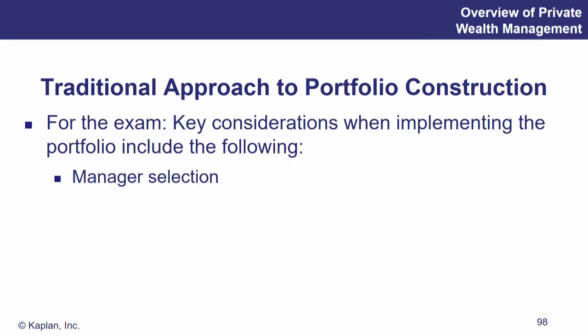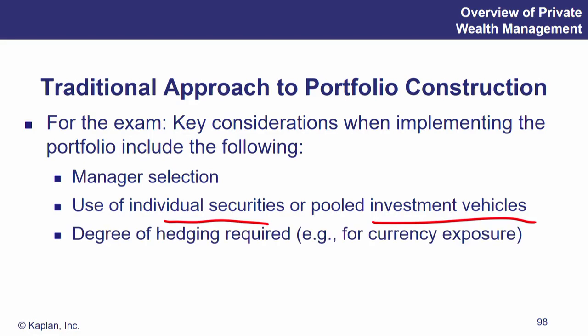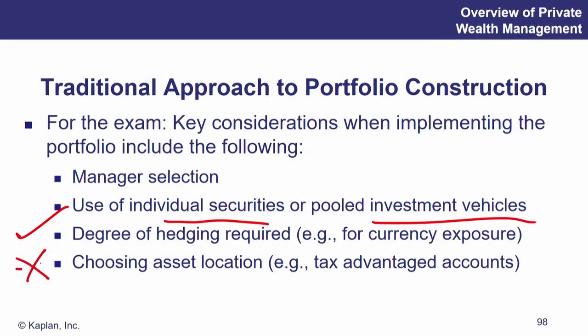Okay, and when you implement this portfolio, you've got to pick the manager. You've got to figure out, are you using individual securities? Are you going to use some pooled investment vehicle? And what about hedging? If you're buying international stocks, are you going to hedge that currency? International bonds, or are you just going to let it ride? Okay, and then don't forget about this. Choose the optimal asset location. So this tax-advantaged account, hey, we don't have to pay taxes on this. Maybe this is where we want to generate that income.